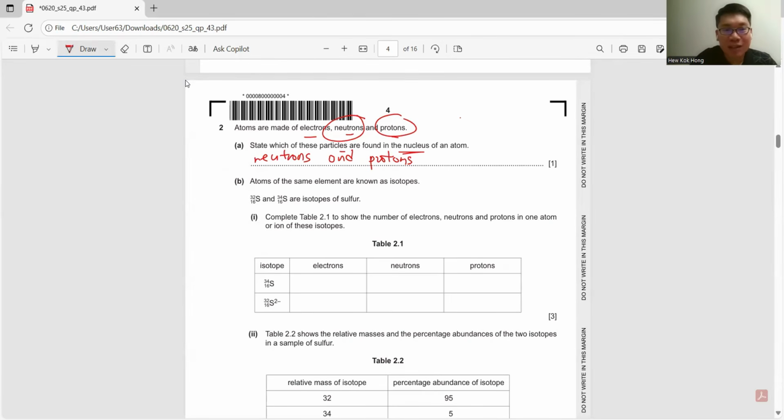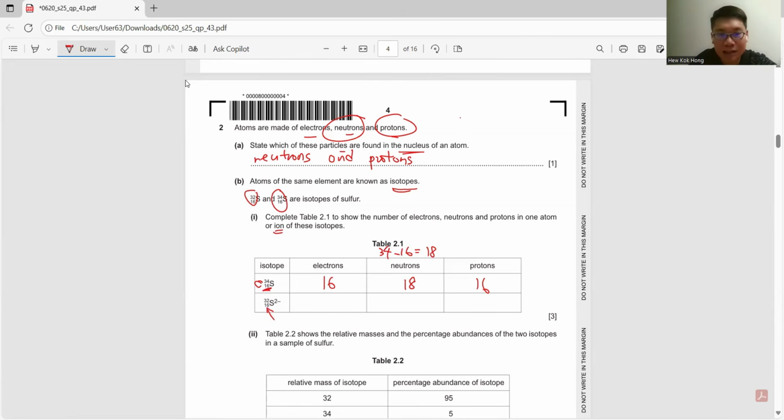B. Atoms of the same element are called isotopes. We have S32 and S34. The table below shows the number of electrons, protons and neutrons in one atom or ion of these isotopes. We know this sulfur has 16 protons. This is an atom, so the proton number and electron number would be the same, and then the neutrons would be the balance of it, 18 neutrons. How about this?